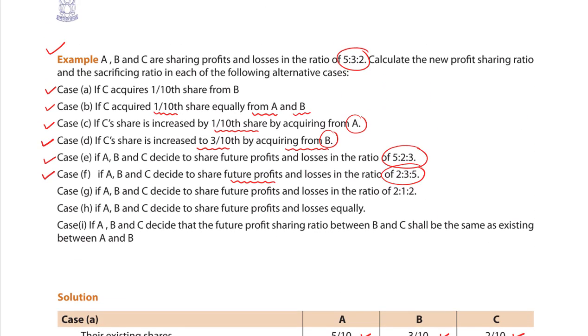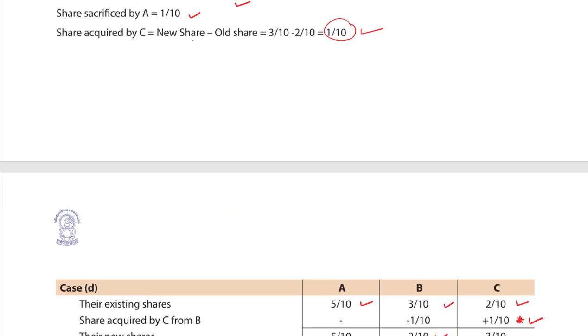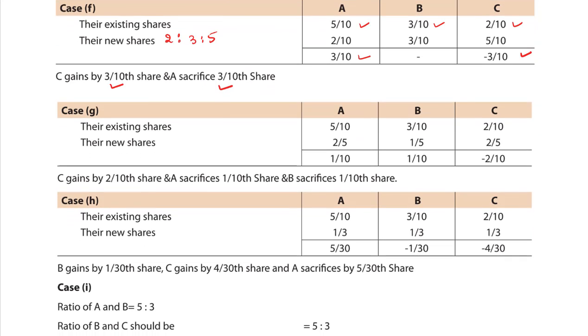Case G. If A, B and C decide to share future profits and losses in the ratio of 2 is to 1 is to 2, their new share is 2 is to 1 is to 2. Their existing share is 5 by 10, 3 by 10, 2 by 10. New share is 2 is to 1 is to 2. So 2 by 5, 1 by 5 and 2 by 5.